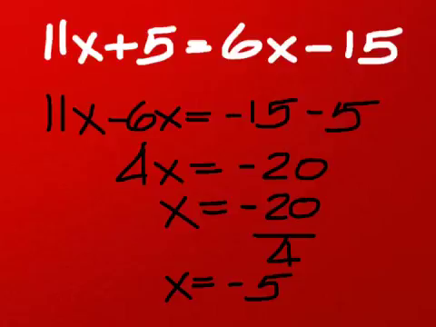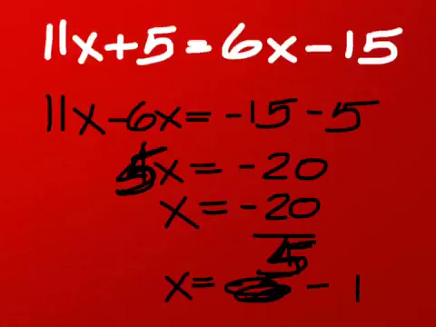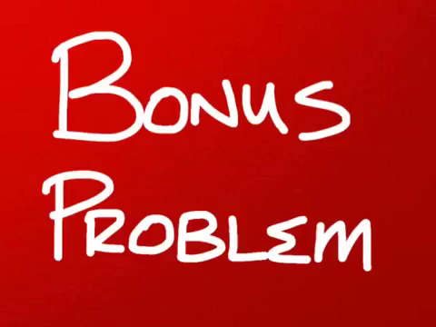-5. Now, my mistake, this will be on the blooper reel for YouTube. People in Korea are probably laughing at this at the end of the day. This should be a 5 here. And then we divide by 5 to come up with an answer of -4.